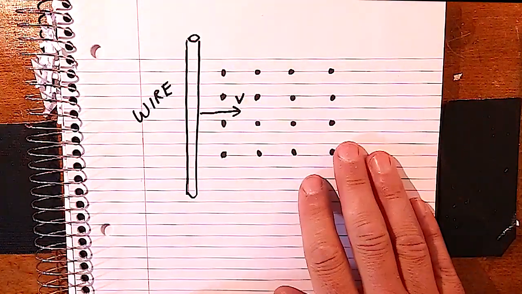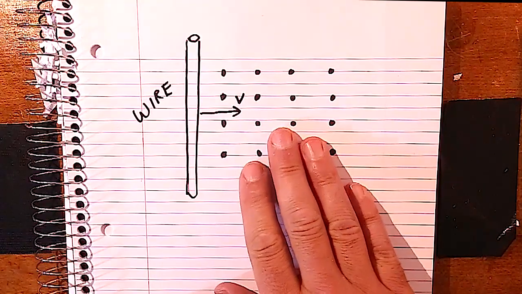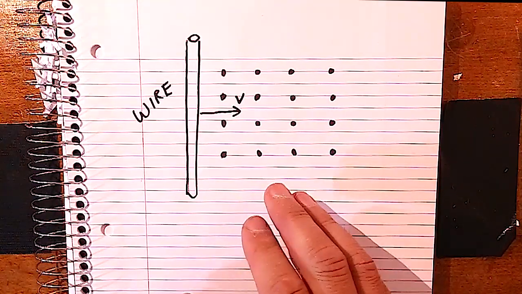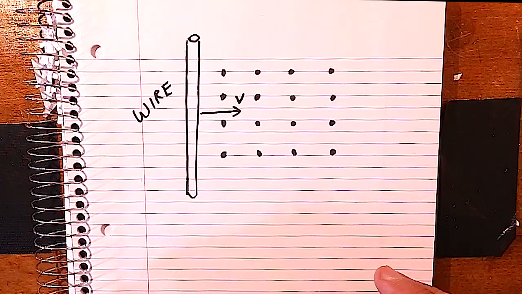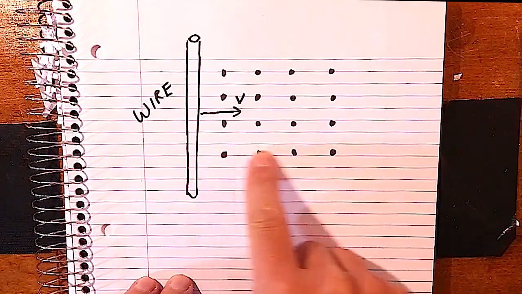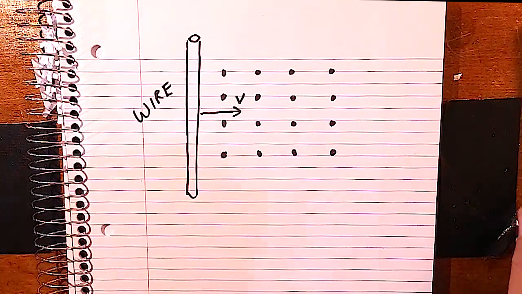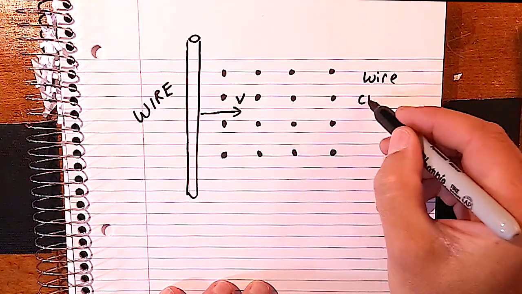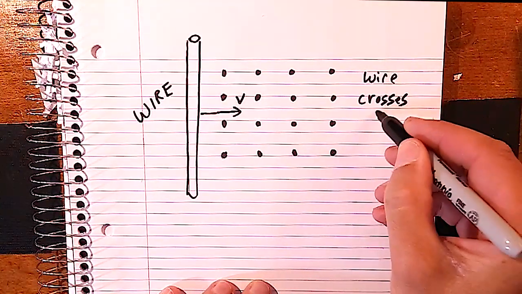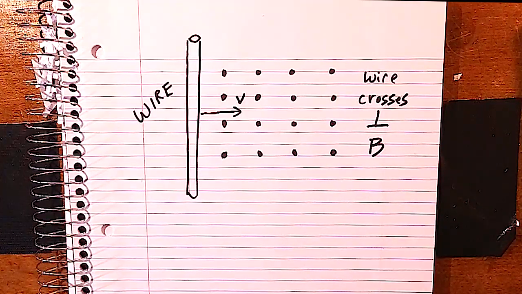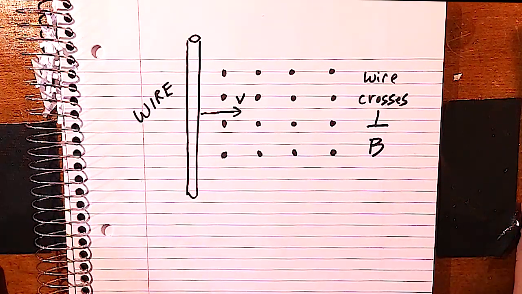So what's represented here? A whole bunch of dots. Dots represent a field that's coming out of the page towards us. So if we have a wire that crosses this field and it's perpendicular, so the wire crosses perpendicular to the magnetic field, then we will get a force on the electron. So this is the opposite situation.